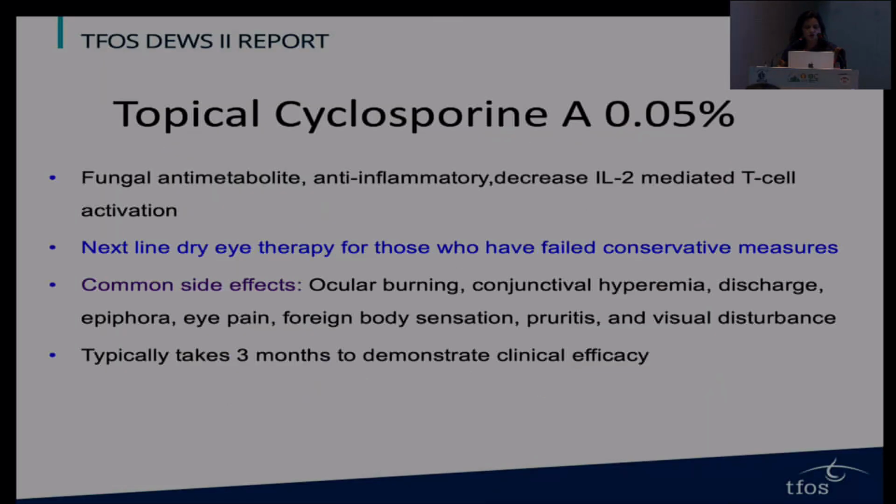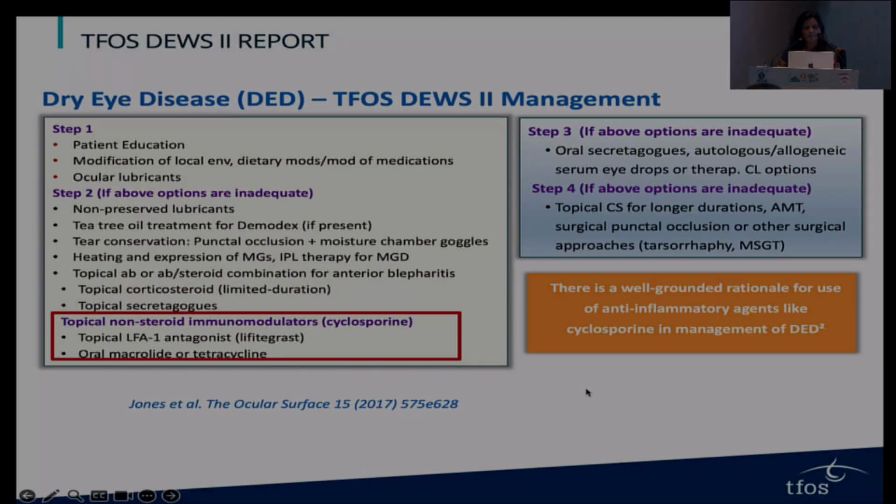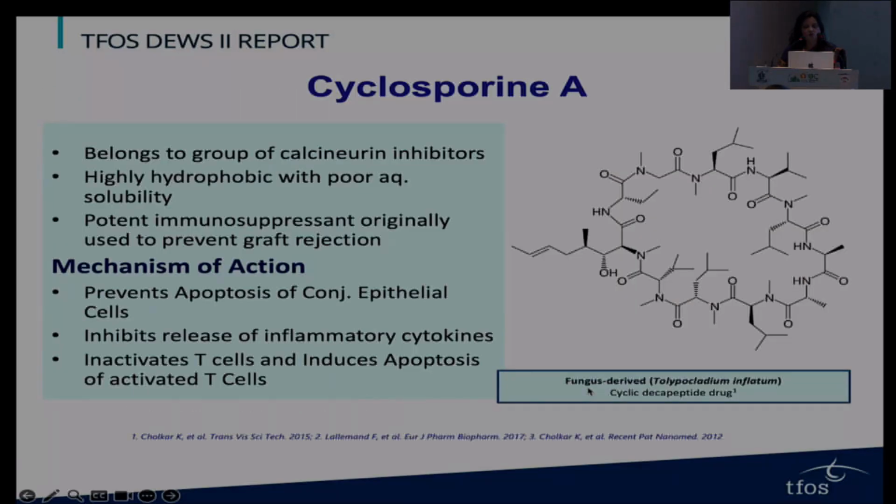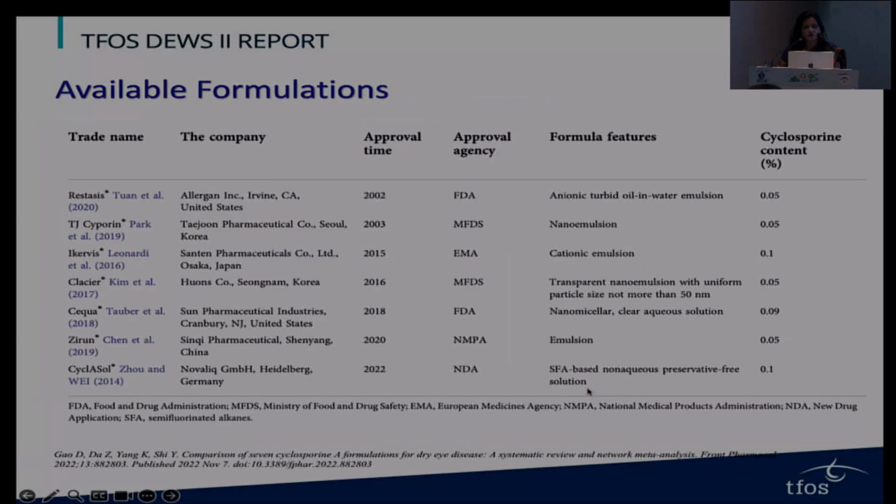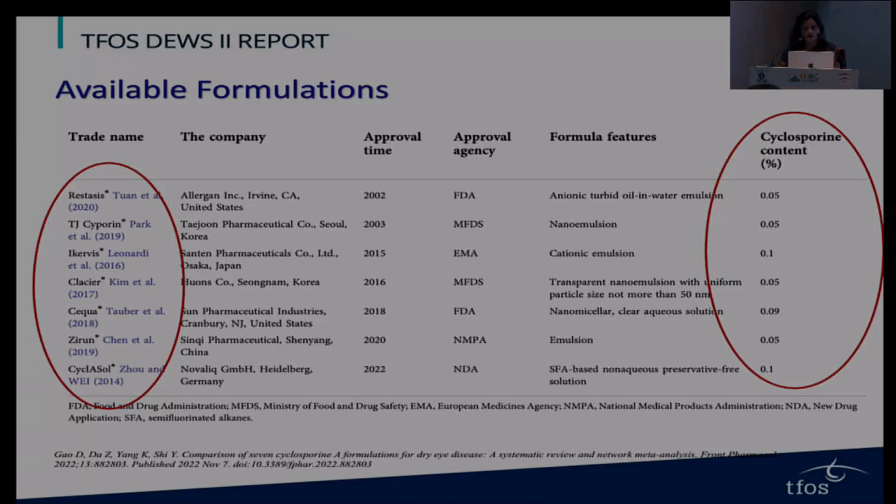So this is just to show the same. Now topical cyclosporine A, as we have known for years, is the next-line dry eye therapy for those who have failed the conservative measures. Of course, you have to first control the inflammatory part of it with topical steroids. If the inflammation is there, and what does inflammation mean? That the eye is red, then you have to control it with topical steroids followed by topical cyclosporine. Other immunomodulators include lifitegrast, which is again a new kid on the block. Cyclosporine's action we all know, and there are various formulations available to us.